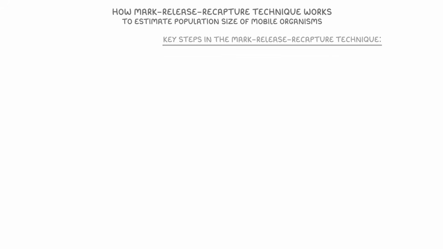Next, let's cover how the Mark-release-recapture technique works. This method is used to estimate the population size of mobile organisms, like insects, birds, and small mammals. Let's begin by going over the key steps of the Mark-release-recapture technique.